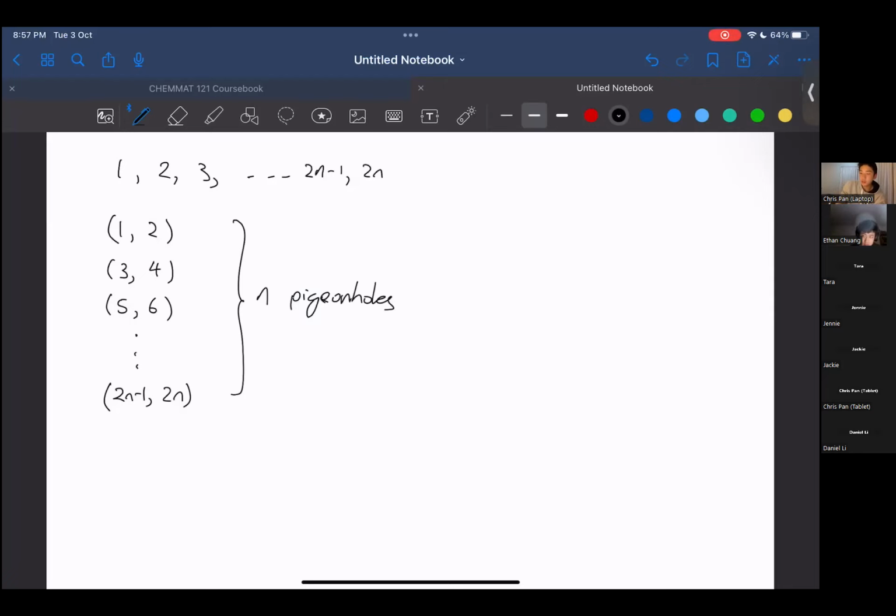And we chose n plus 1 numbers, and each of those numbers belongs to at least one pigeonhole, because these pigeonholes cover every integer from 1 to 2n. So by the pigeonhole principle, there must be at least two of our numbers which come from the same pigeonhole, let's say 5 and 6. But that means those two numbers are consecutive, which is what we wanted to show: that at least two of our numbers were consecutive.